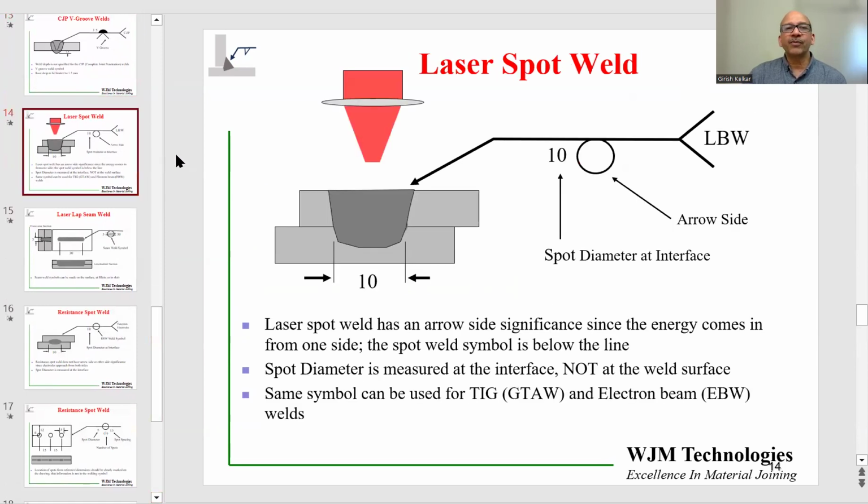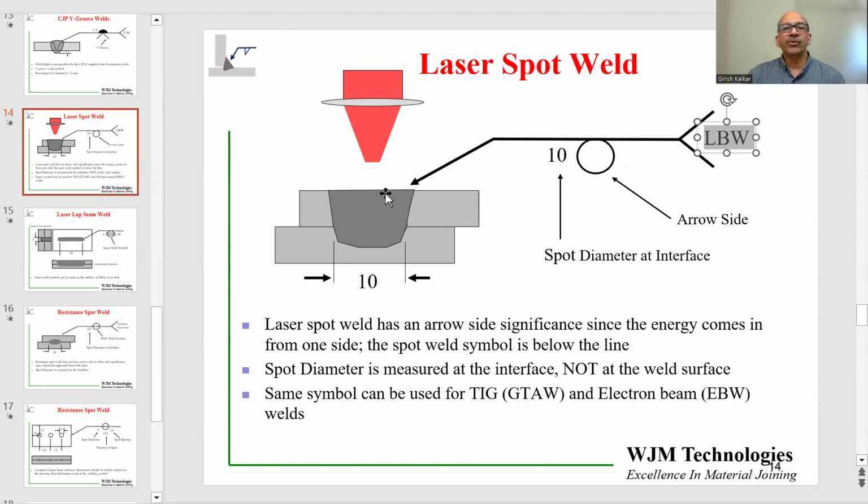In addition to fillet welds and groove welds, one of the common welds is spot welding. In this case, I'm showing a laser spot weld in that welding symbol. Now, how do you know it's a laser spot weld? It is because we have that specified in the tail, LBW. That means laser beam welding. Most welding processes have an acronym, a 3 or 4 letter acronym. So in this case, it is LBW, laser beam welding.